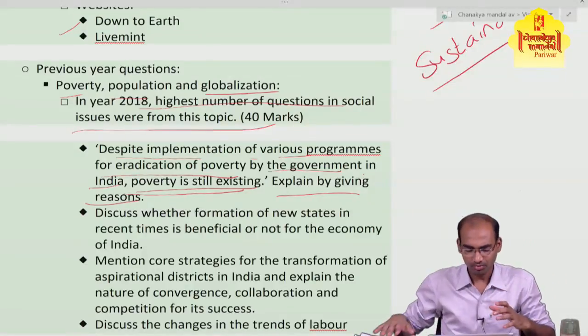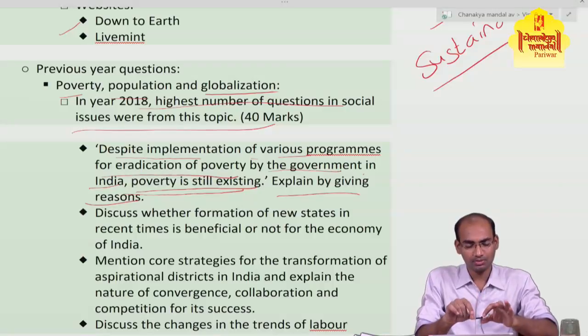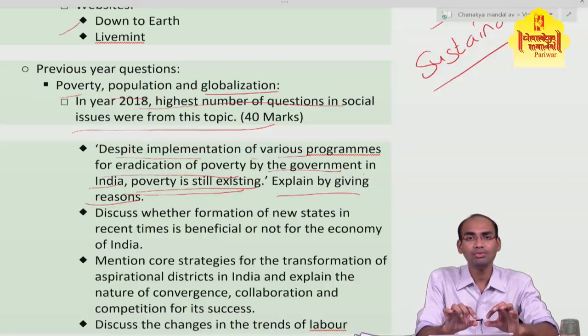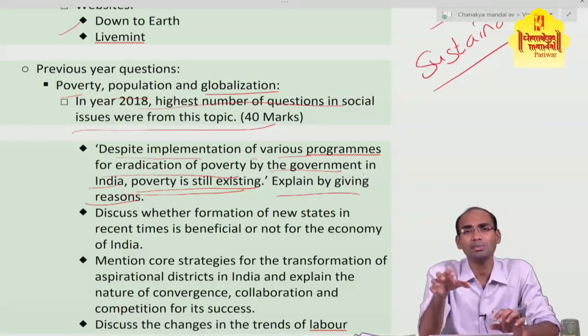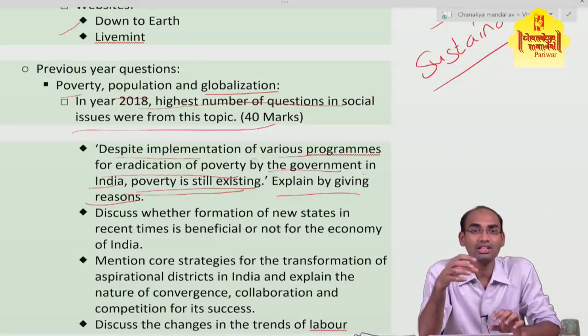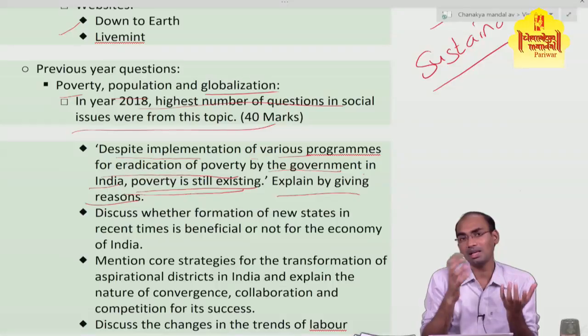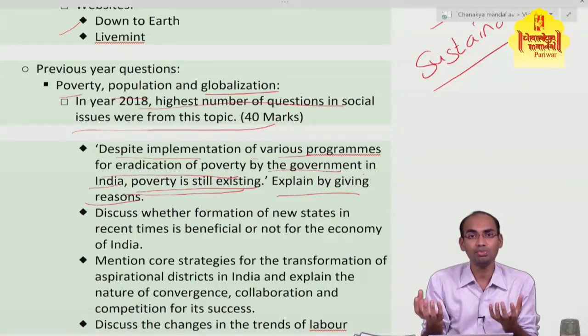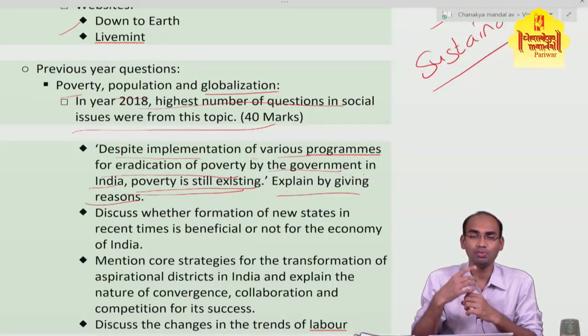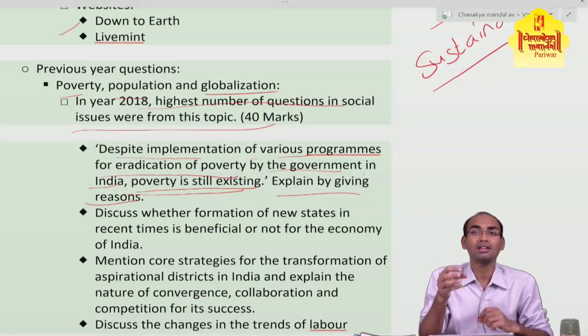Now this is the question. We won't limit our discussion to this question only. What is the purpose of discussing this question along with it? So that you will understand the possible angles and aspects on which UPSC can ask questions. UPSC can ask any question, but there is a limit.